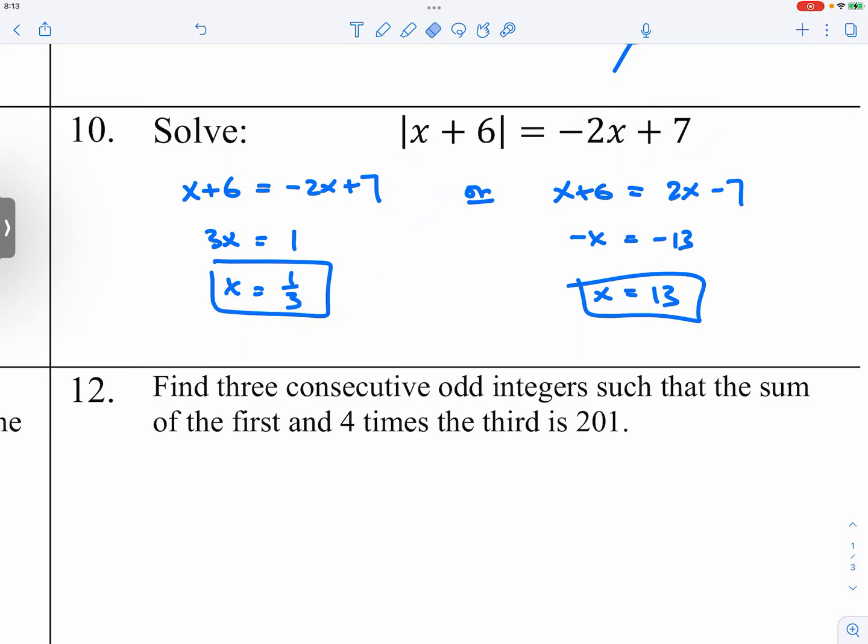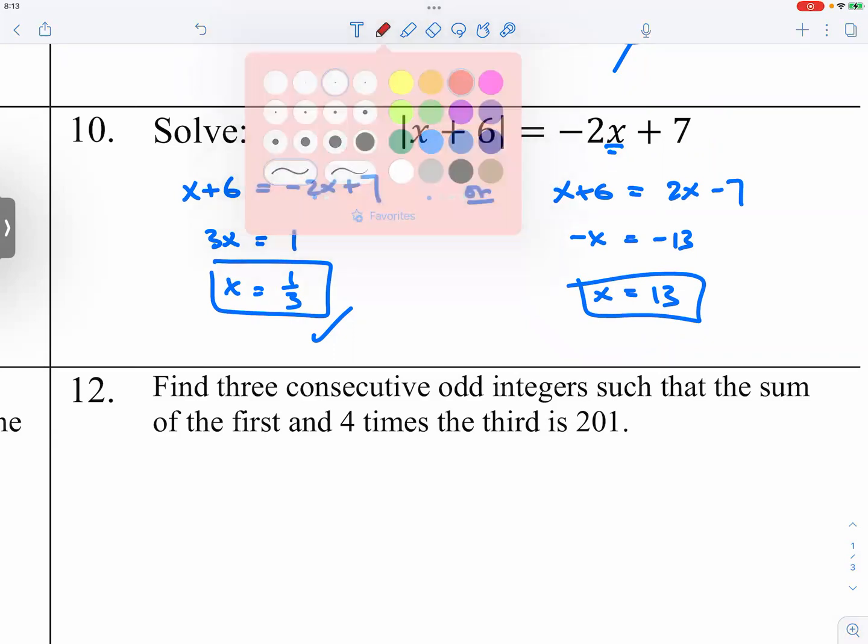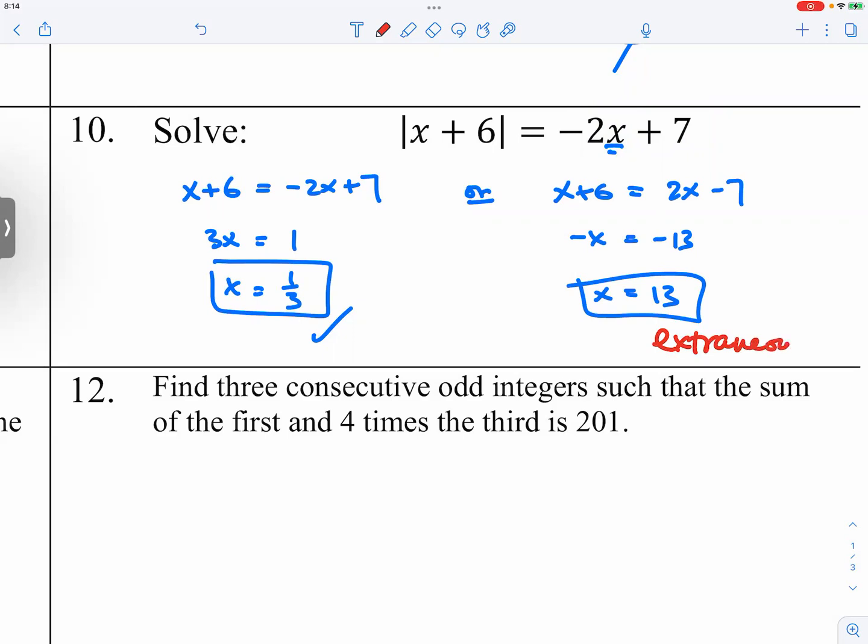If you do that, you find out that 1/3 is good, because you have 6 1/3 inside the absolute value expression, and then you have negative 2/3 plus 7, which is 6 1/3. So 1/3 is good. But when you check 13, when you put it in right here, that thing gets really crazy, because negative 26 plus 7 is equal to negative 19, and you cannot have an absolute value expression that's equal to a negative. So that's how we say this 13 is extraneous.